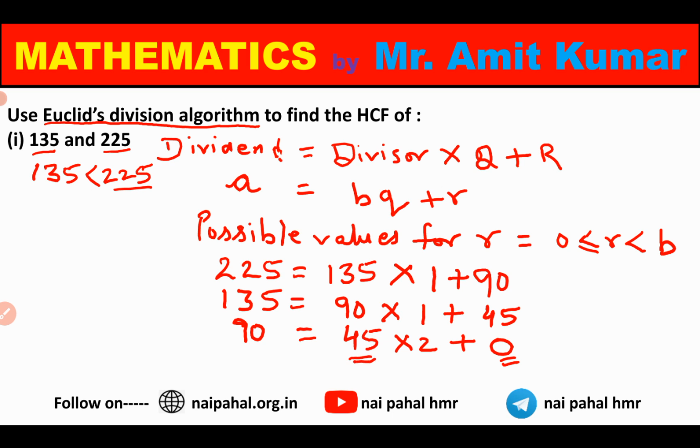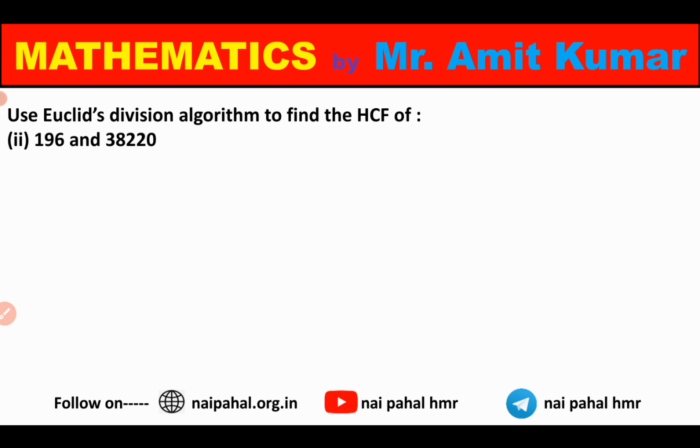So we can write it as HCF of 135 and 225 is equal to 45. If this is clear, then move on to the next slide.